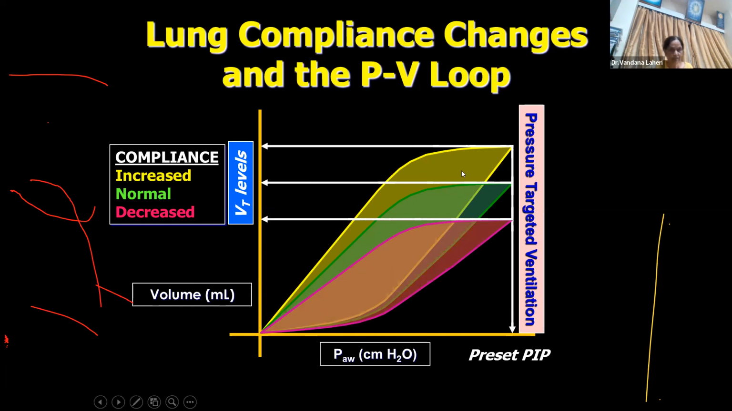So what happens? Now this is a pressure targeted ventilation. I am ventilating the patient with the same pressure. The patient who has the least compliance receives less tidal volume. A patient whose lungs are highly compliant receives higher tidal volume at the same pressure setting. So PIP is the same, but tidal volume keeps changing depending on the compliance of the patient. So this is what you can diagnose.